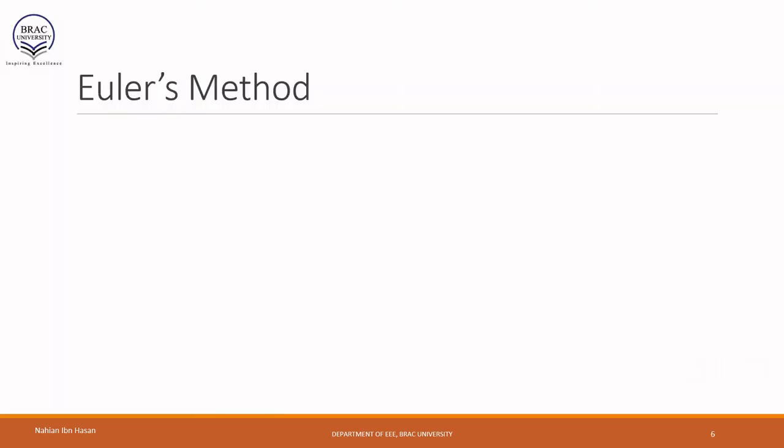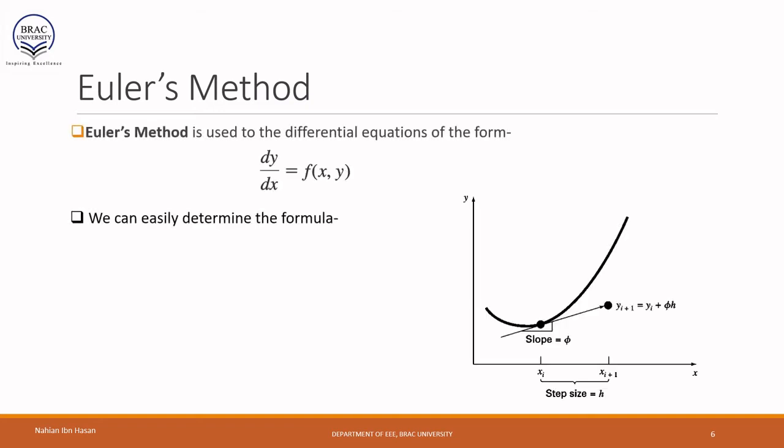Okay, so first of all we are going to cover Euler's method. Euler's method is the most basic method for solving a differential equation. Euler's method is applicable for simple differential equations which look like this. That means dy by dx on the left hand side, and this derivative function can be represented as a function of x and y. If the differential equation looks like this, then we can apply Euler's method easily.